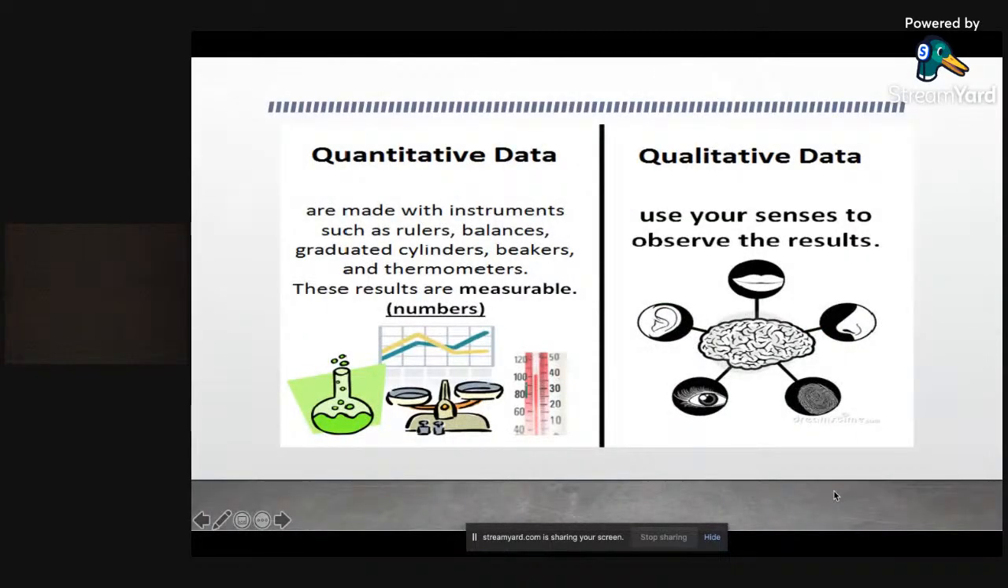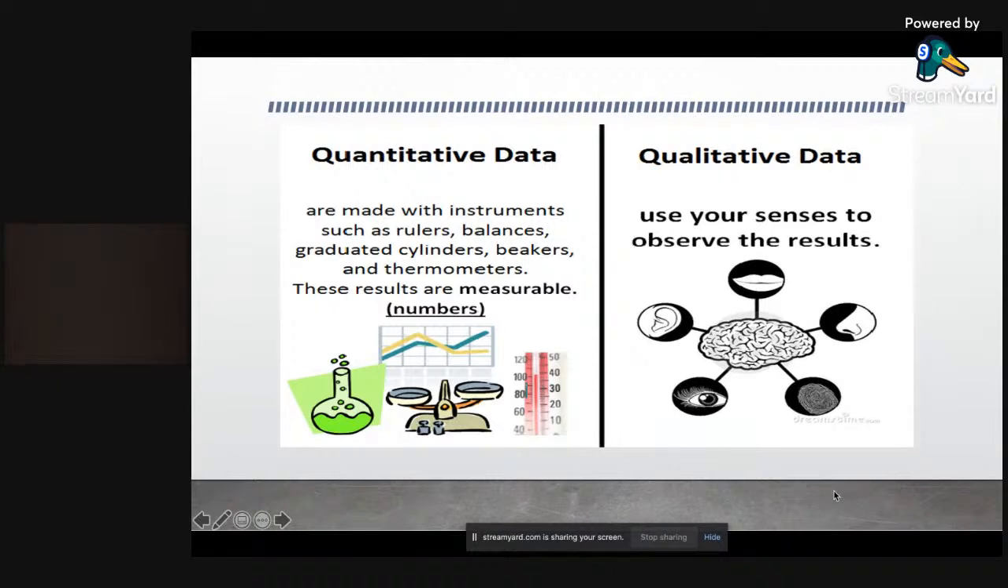Okay. Next one, there are basically two types of data here, which are quantitative data and qualitative data. So what is quantitative data? Quantitative data are made with instruments such as rulers, balances, graduated cylinders, beakers, and thermometers, and these results are measurable because they can be identified by numbers. In the meantime, qualitative data uses the senses to observe the result.